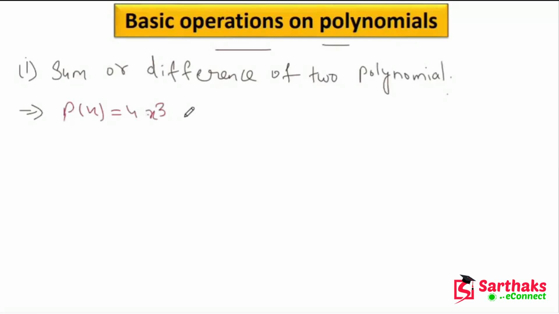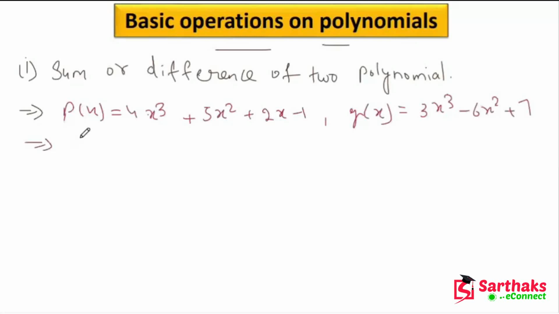4x cube plus 5x square plus 2x minus 1. Okay, and we have q of x, another polynomial, which is 3x cube minus 6x square plus 7. So for solving this, we have to do p of x plus q of x. So what will we do?